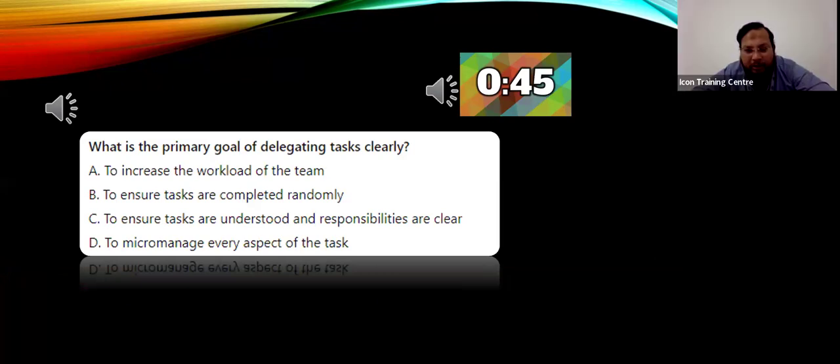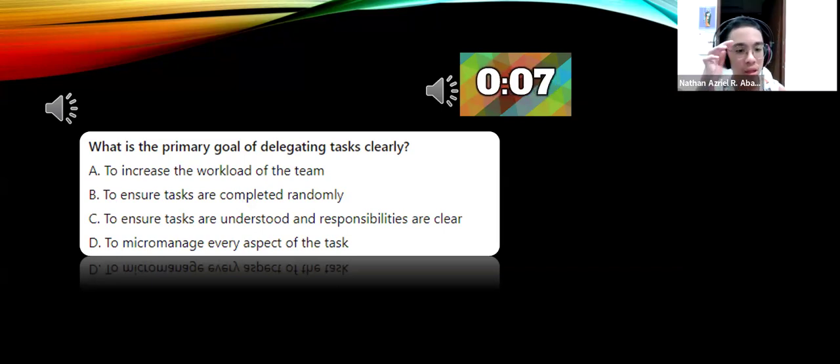What is the primary goal of delegating tasks clearly? To ensure the tasks are understood and responsibilities are clear.